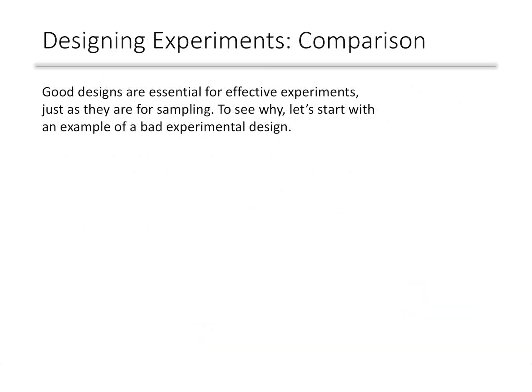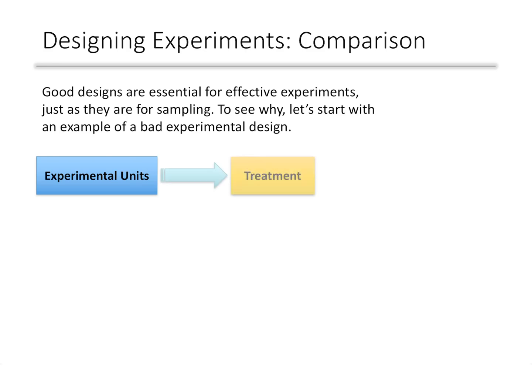Okay, so some of your assignment will ask you to do that. So when we're designing experiments, there's several things that we'll look at. Good designs are essential for effective experiments, just as sampling was. So we don't want to have a bad experimental design. So let's look at a bad experimental design, just like we did bad sampling. We would take our units, we apply a treatment, and then we measure the response.